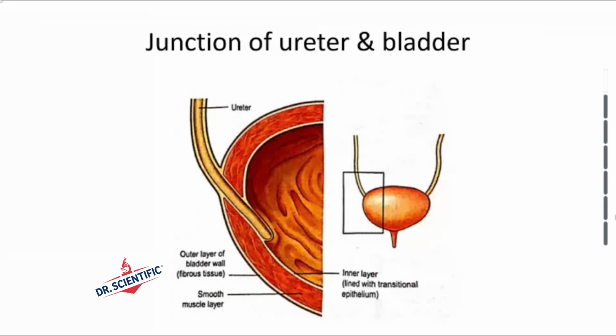Of course, you can see the inner layer lined with transitional epithelium, the outer layer of bladder fiber, which is mainly fibrous tissue. Then we have the smooth muscle of the bladder wall, the detrusor muscle, and I think we talked about it last time.